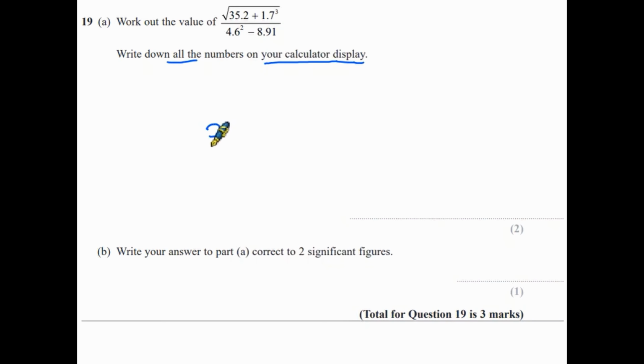However, if you do master that, the answer that you are going to get is going to be 0.5170189759, and it does say write down all the numbers, so put the whole number in. If you've got that far, it then says write your answer to two significant figures. So how do we do that?